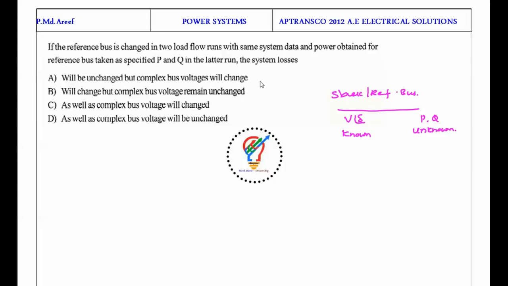Now what is happening here is, later we choose another bus, the same reference bus, but the quantities specified are P and Q, which are known. So what are the unknown quantities here? V at an angle delta. So voltage and delta will not be known here. So the losses will not change. The answer is the losses will not change, but the complex bus voltage will change here. So the answer is A.